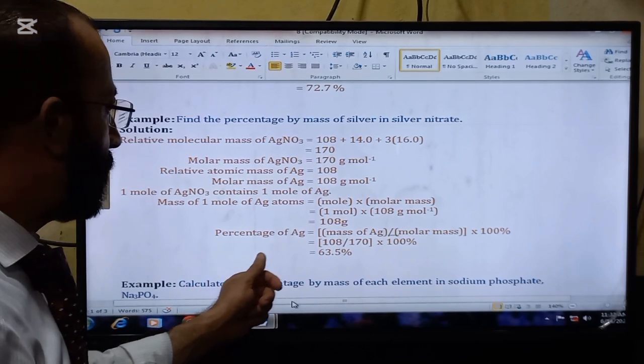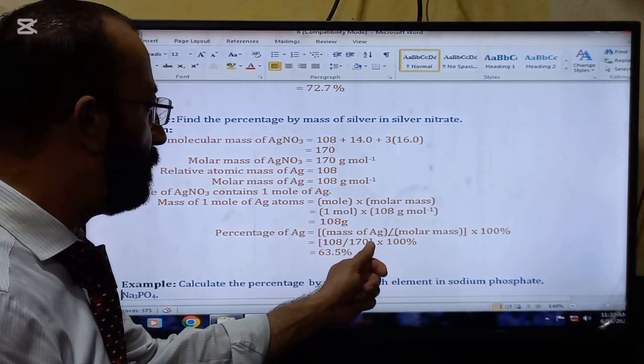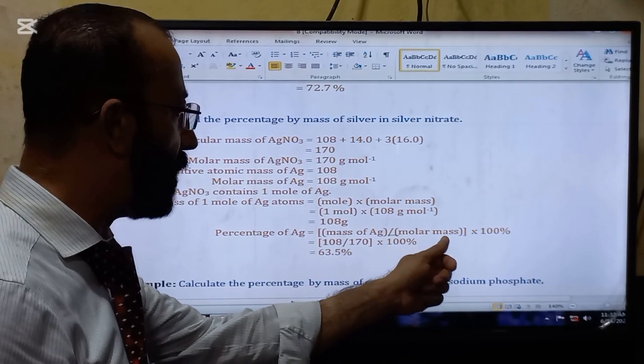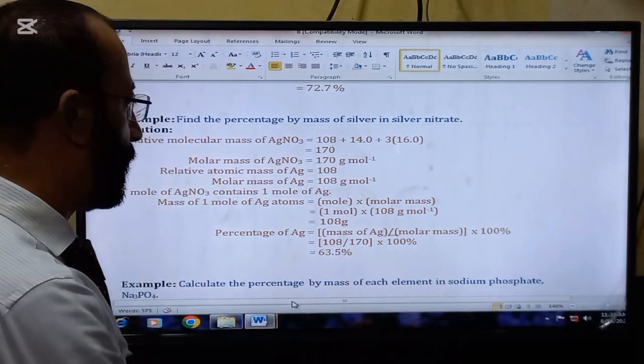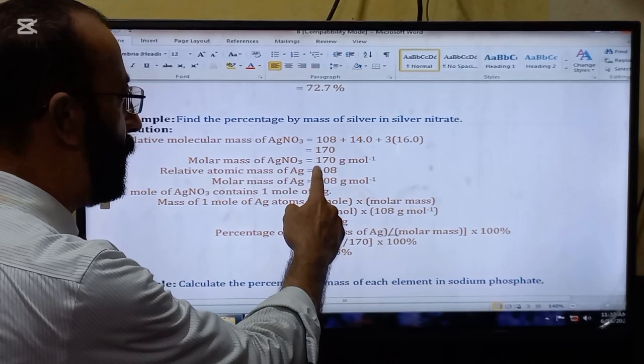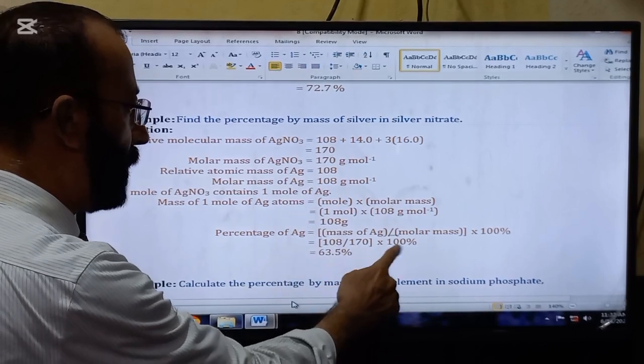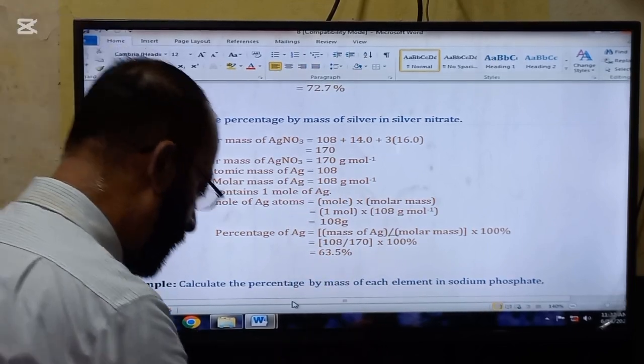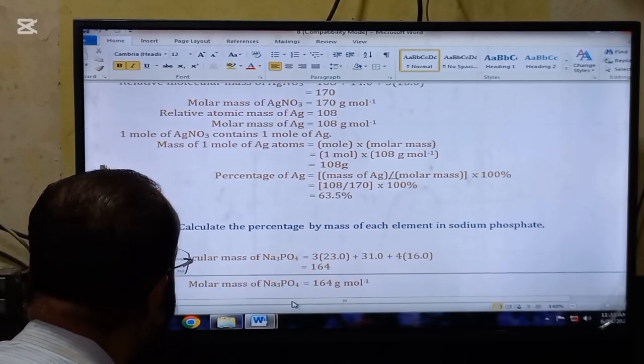And the final step: percentage of silver will be mass of silver over molar mass of the compound multiplied by 100%. The mass of silver is 108, the mass of the compound is 170, multiplied by 100%. Solve it on the calculator and you will get the answer.